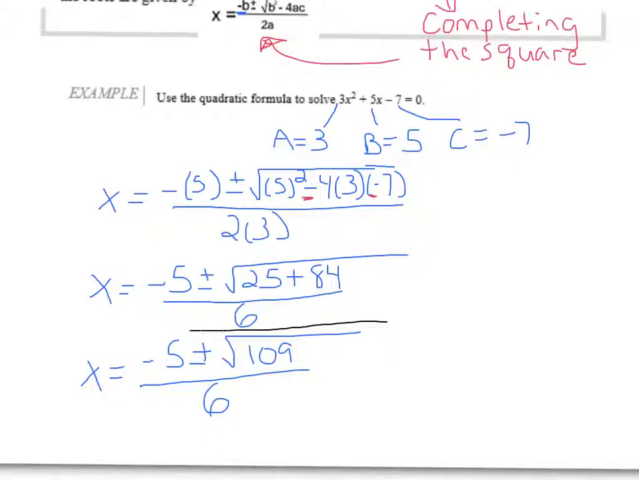So these are our x-intercepts if we actually put it into the calculator and found out what negative 5 plus square root of 109 divided by 6 and negative 5 minus square root of 109 divided by 6 equals, then we have the two solutions. Go ahead, try the examples below. Pause the video.